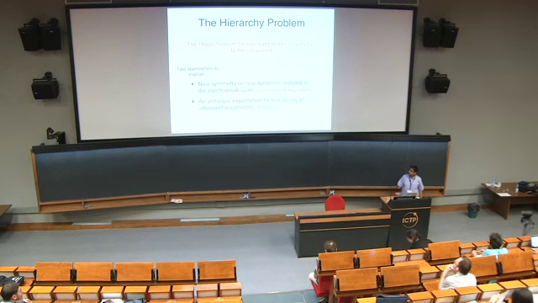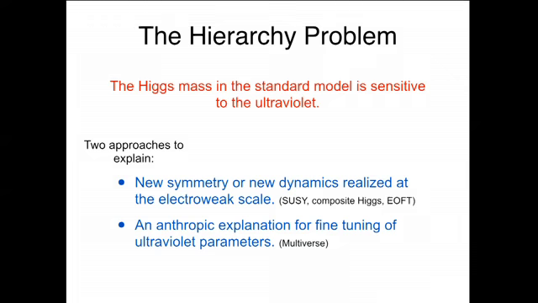So the standard model has a hierarchy problem, as everyone knows. The Higgs mass in the standard model is sensitive to physics in the ultraviolet. If you have some mass scale that's very heavy, and Higgs particles couple to it, the mass gets pushed up. And so far there have been essentially two broad classes of ways in which people have tried to address this.